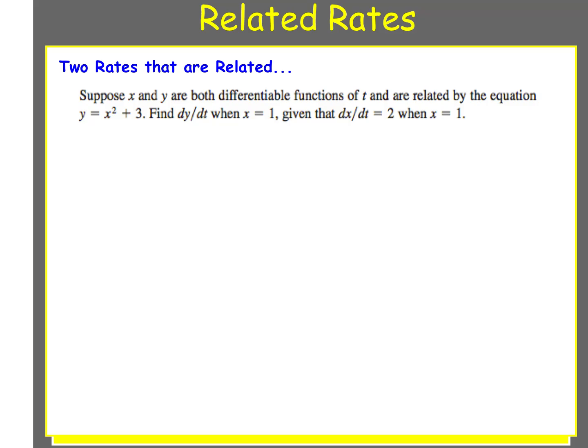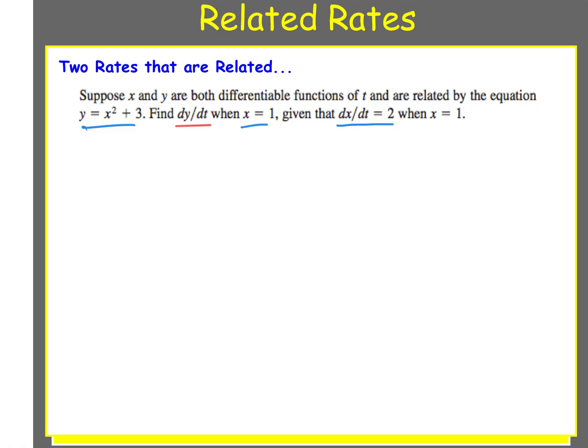This is section 2.6a, related rates. Related rates are rates that are related. So we have these functions. We have y equals x squared plus 3, and I need to find dy/dt. I'm given a couple of things: x equals 1, and dx/dt is equal to 2 when x is equal to 1.